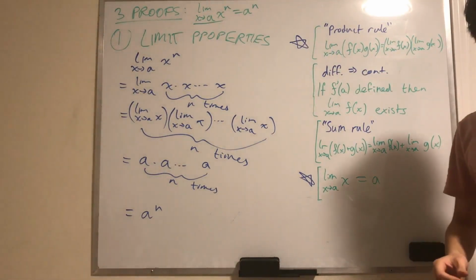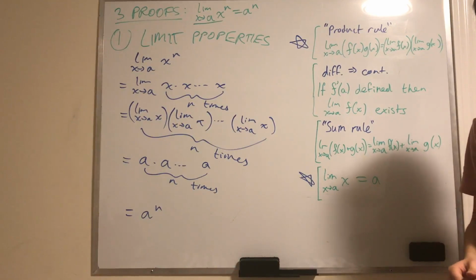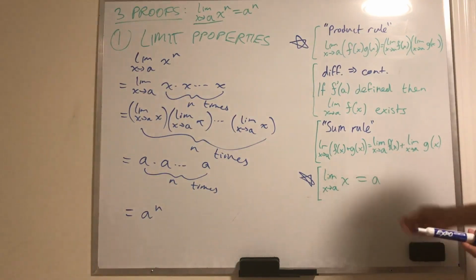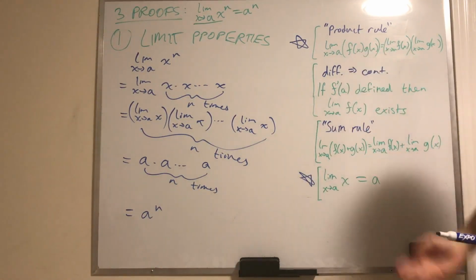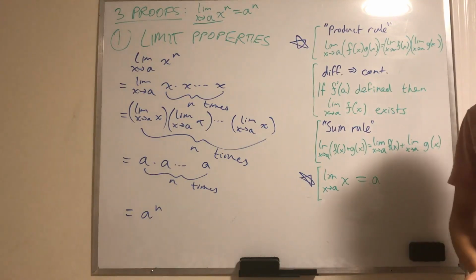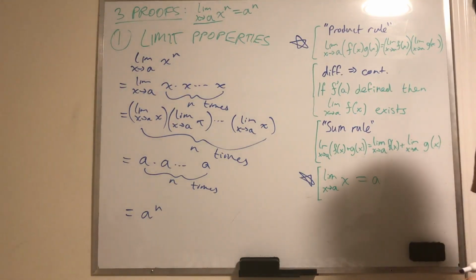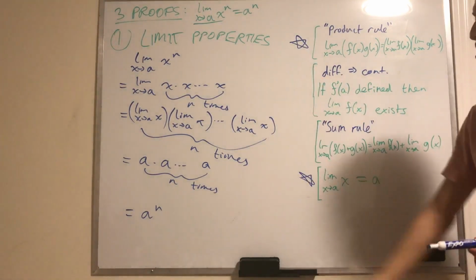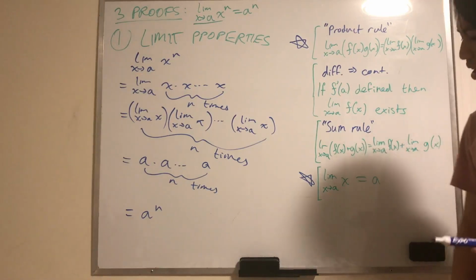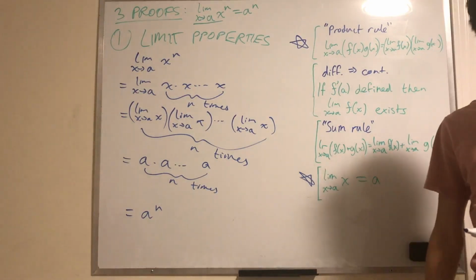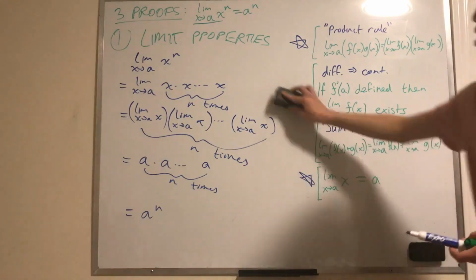If you wanted to do it from scratch though, you're going to be in for quite a bit of trouble because you need to prove the product rule and you need to prove this limit using epsilon delta, of course. And then you can finally show that this limit's true. Alright. Great. Let's move on to proof number 2.